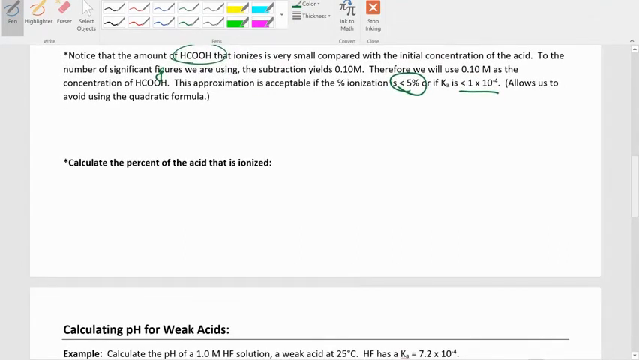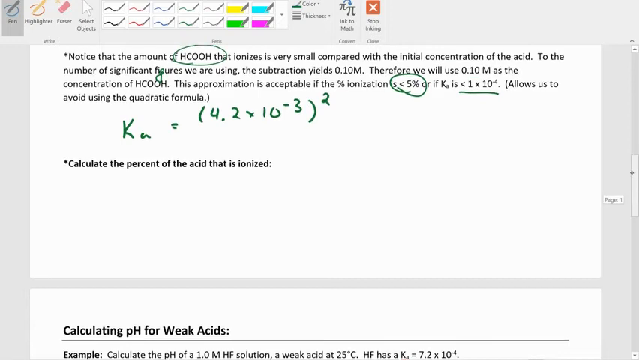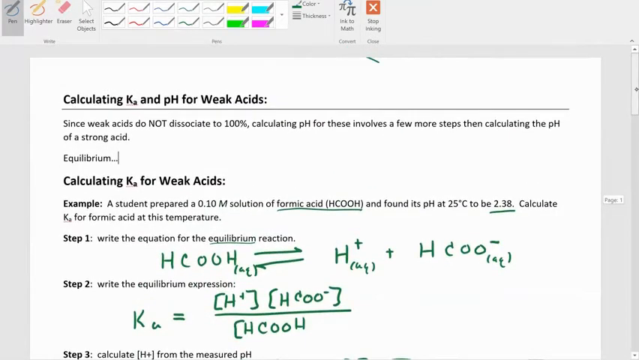So we're going to plug that in for Ka. Ka is going to be equal to 4.2 times 10 to the negative third, and I'm just going to square that because it's the concentration of H plus times the concentration of formate. I'm going to scroll back up here.